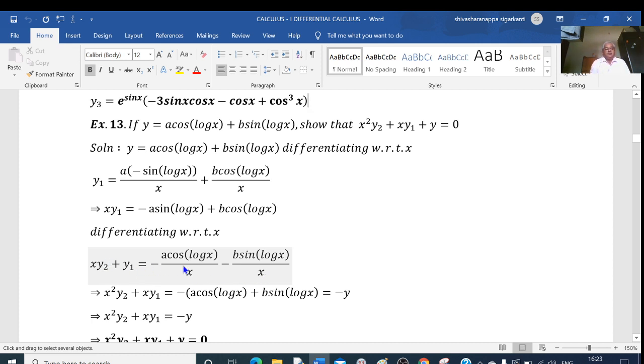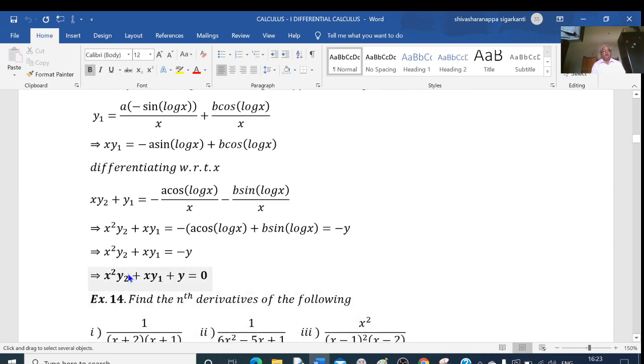Again multiplying this equation by x, we get x square y2 plus x into y1 equal to minus a cos log x minus b sin log x. So here if I take minus common factor, I am getting a cos log x plus b sin log x. But what is a cos log x plus b sin log x? It is nothing but our y. So this is equal to minus y. And taking this minus y to the left hand side, we get the required equation. That is x square y2 plus x y1 plus y is equal to 0.